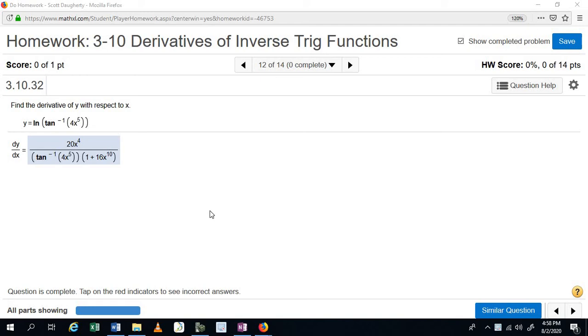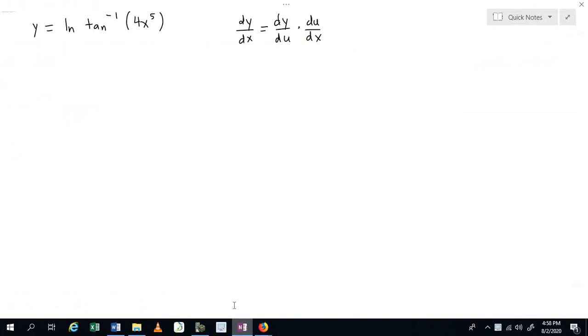Hello again. In this video, I'm going to go over this homework problem from 310. In this problem, we're supposed to find the derivative of y with respect to x, where y is equal to the natural log of the inverse tangent of 4x to the fifth. Okay, so let me show you how you can do this.